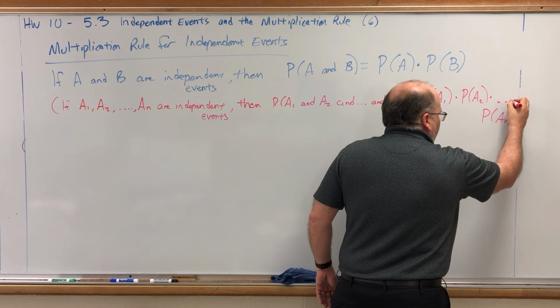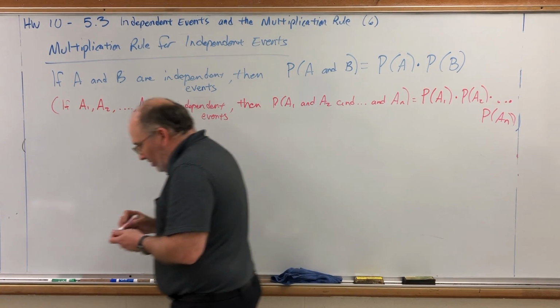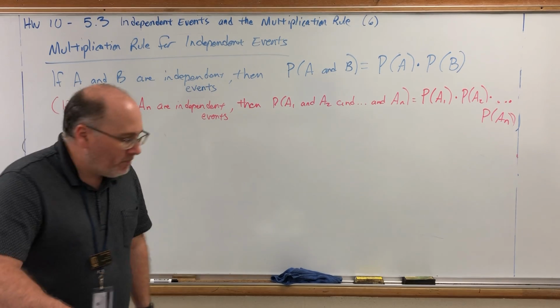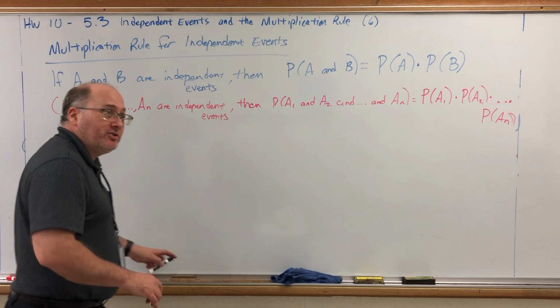Sorry, I ran out of room there. It might have fit, but I'm not going to risk it. So as long as you have independent events happening back to back to back, you can find their joint probability by multiplying their individual probabilities.